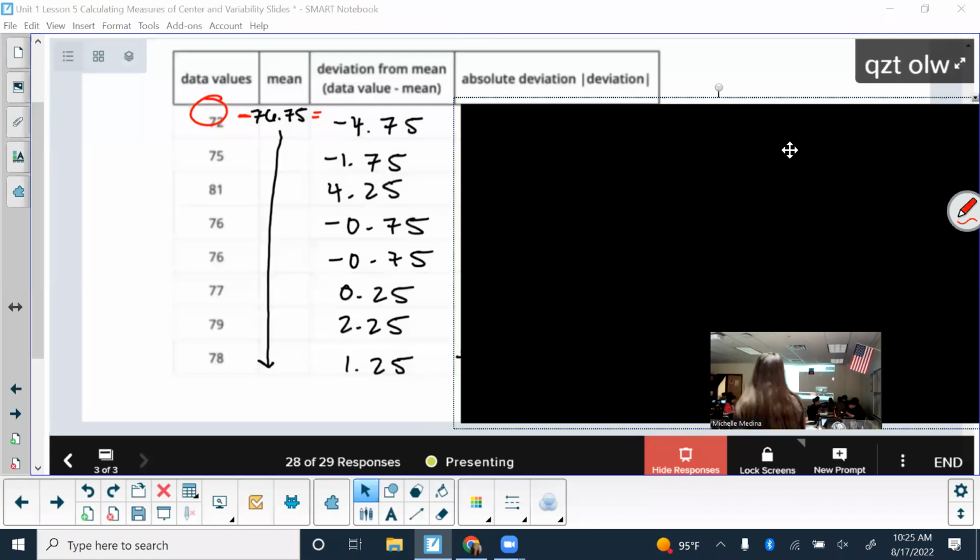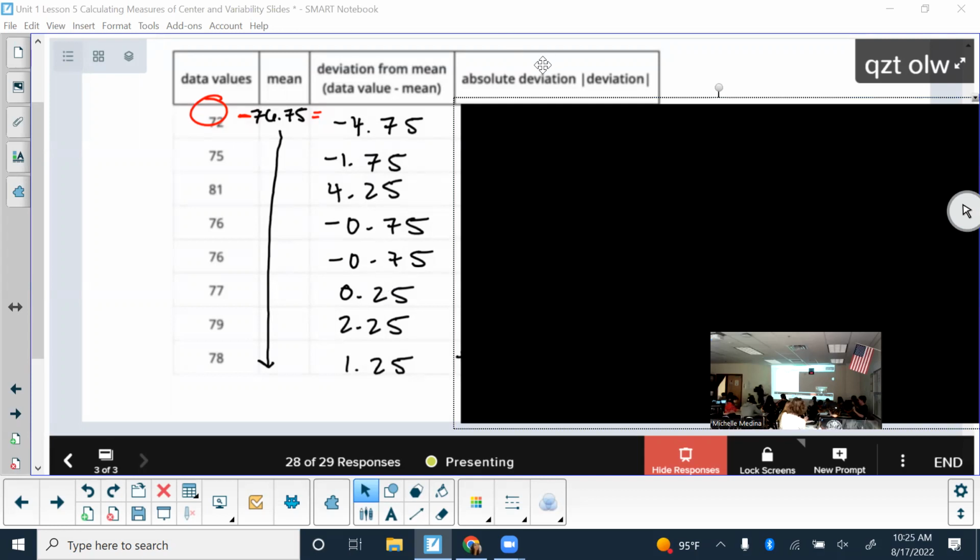Should look something like this. Earlier, I relied on my class to tell me all the subtraction answers and they messed up on some of them, which of course then messed up our final answer. So just verify that you got the same answer that I did. I'm not doing anything crazy, just subtracting the data value minus the mean, which is 76.75. Good, any questions there?